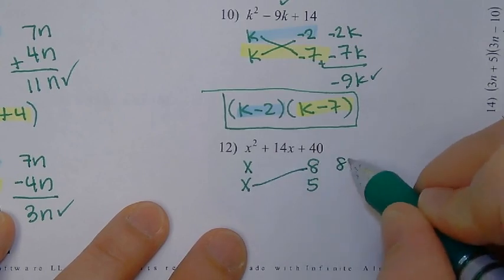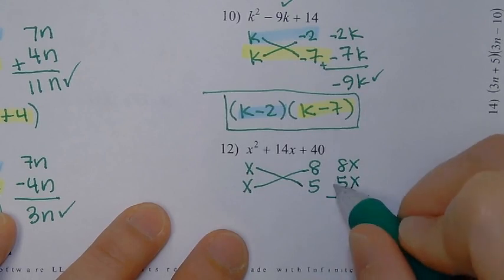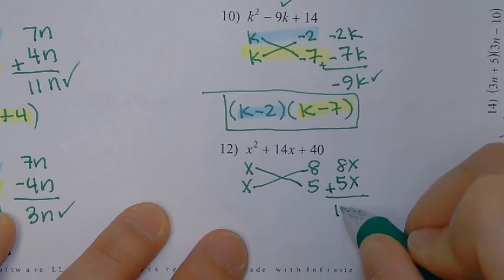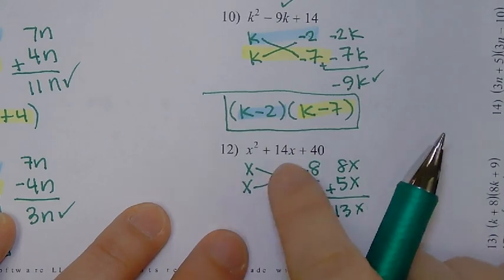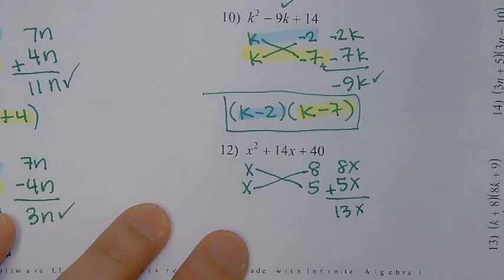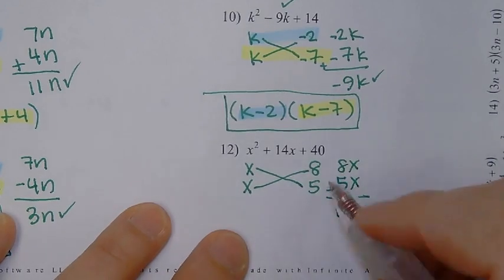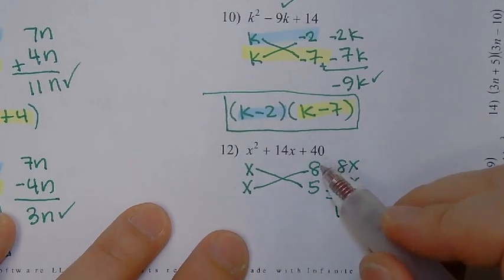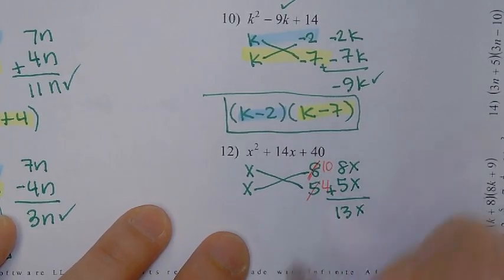8 times x is 8x. X times 5 is going to be 5x. When I add them, they give me 13x. Oh, that's not going to be right, because I want 14x. That was so close. So let me change it. It can't be 8 and 5. Another way to get 40 is 10 and 4. Ooh, 10 and 4. Should have thought about that one. So let's change this to 10 and change that to 4.